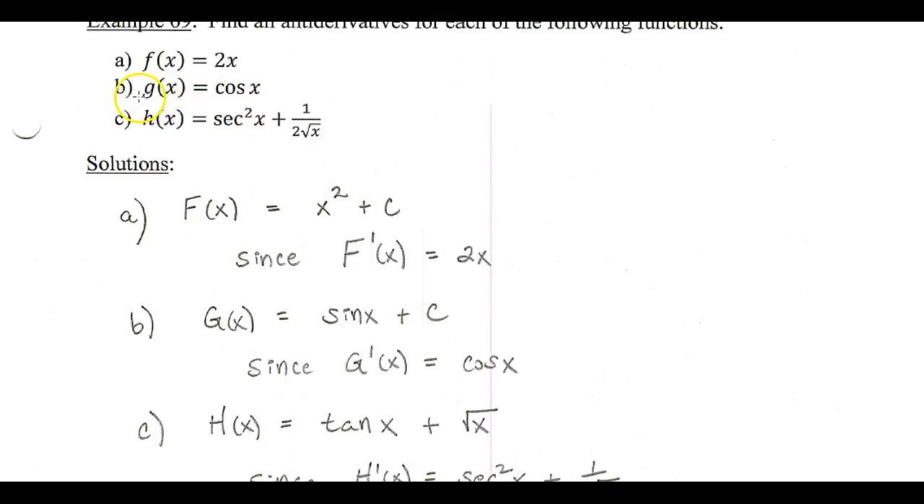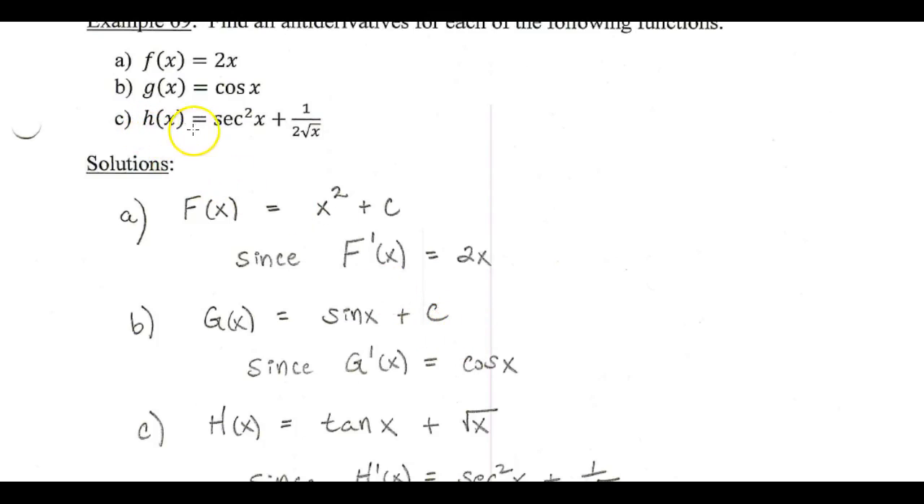All right, here, little g of x is cosine of x. So find all of the antiderivatives of little g of x. We're going to call them capital G of x. So what function, if I take its derivative, gives me cosine? Well, that's the sine of x. And then, of course, plus any constant, because the derivative of any constant is 0.